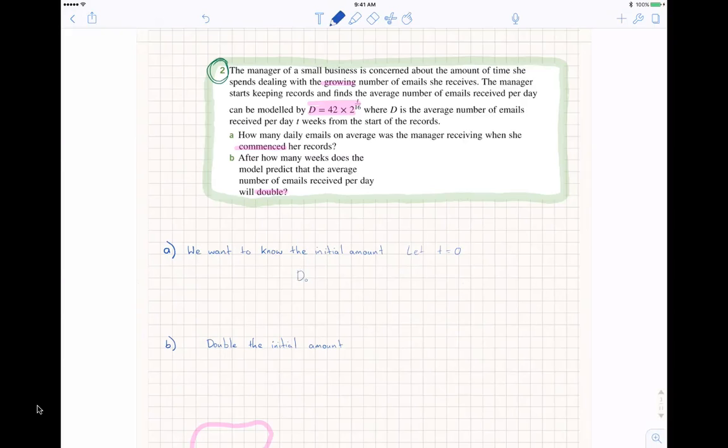So we'll call it D0 because we are finding the initial amount, equals 42 times 2 to the power of 0 on 16. Now 0 on 16 is just 0. So in other words, that's 2 to the power of 0. 2 to the power of 0 is just 1. So in fact, that's just 42 times 1, which is 42. So we have our initial amount is equal to 42 daily emails on average.